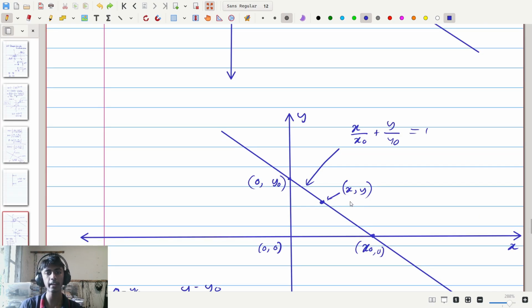So therefore, this line method still has issues in that it cannot be used to represent lines that are going through the origin or lines that are vertical or horizontal. So we have this issue.